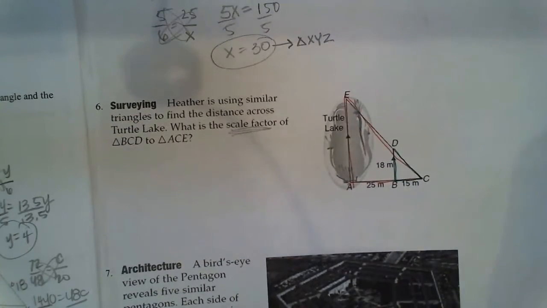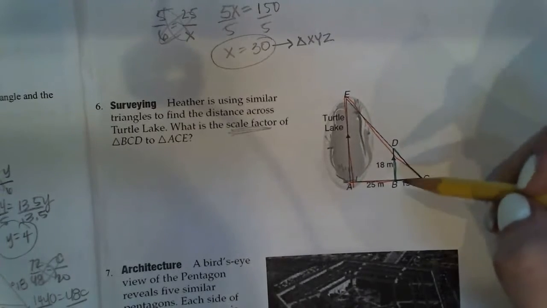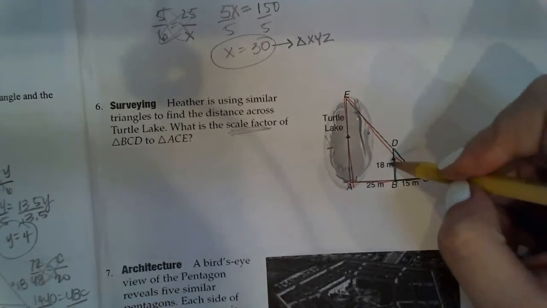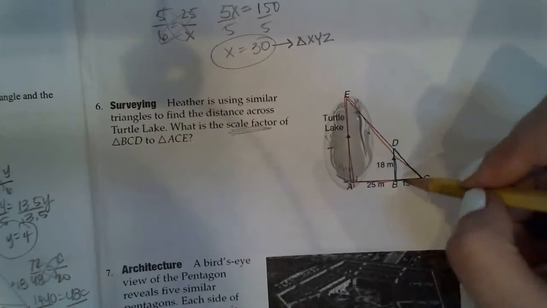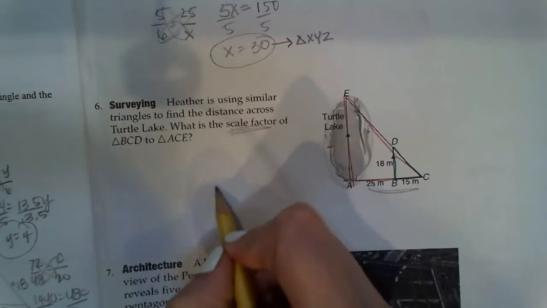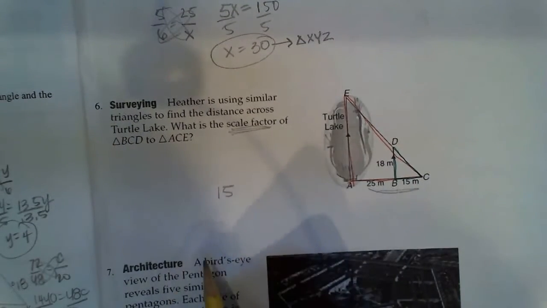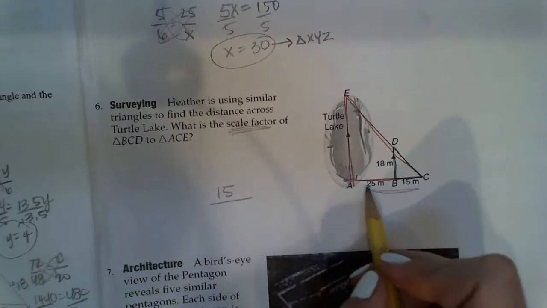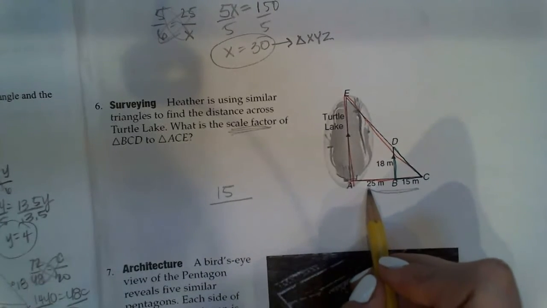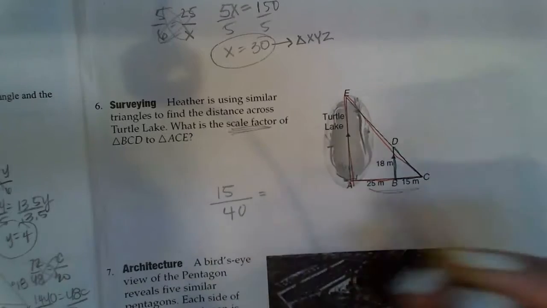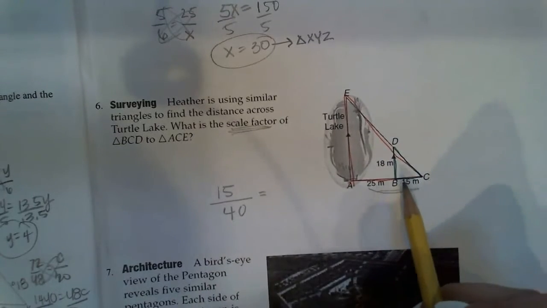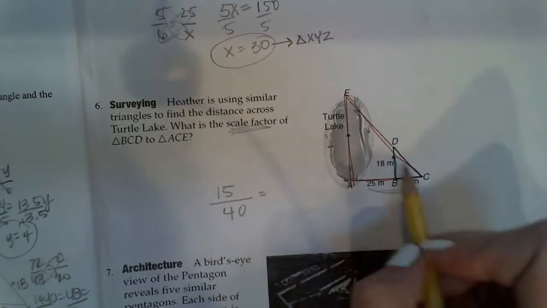Okay? So I'm going to take 15 over this. So I'm going to do 15, the smaller triangle, over 25 plus 15 is 40, over 18.